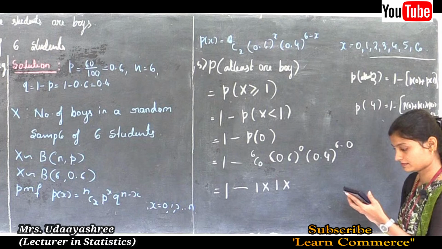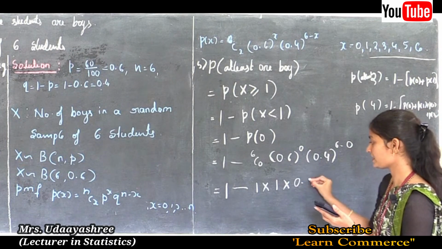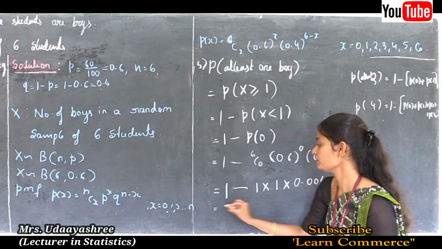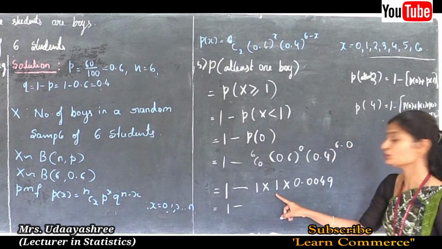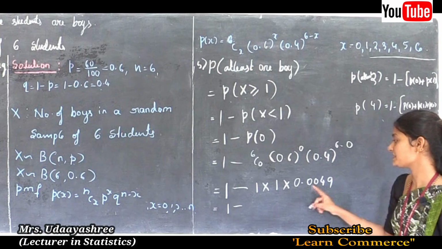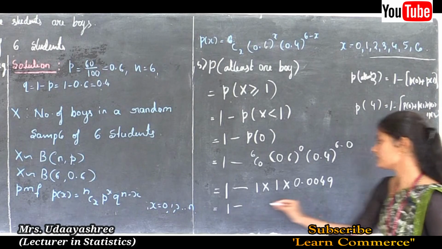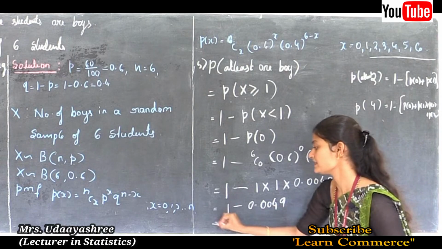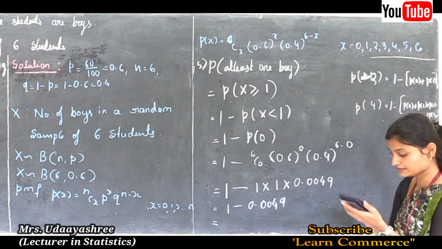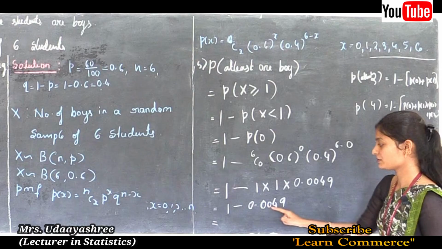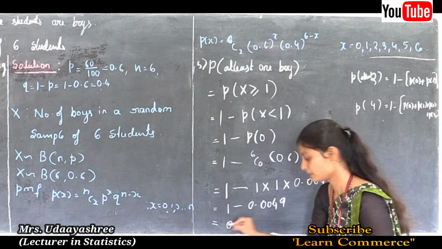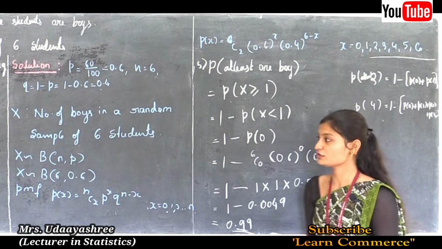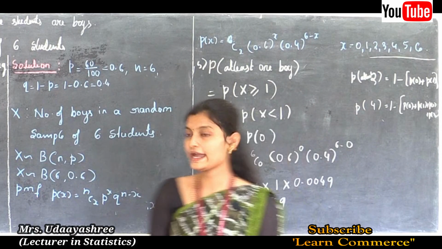So, 6 minus 0 is 6 only, then 0.4 to the power 6 is 0.0049. Okay, this is equal to 1 minus 1 into 0.0049, which is 0.0049. Then this is equal to 1 minus 0.0049, which is 0.99. Okay, this is the calculated answer of probability of getting at least one boy.